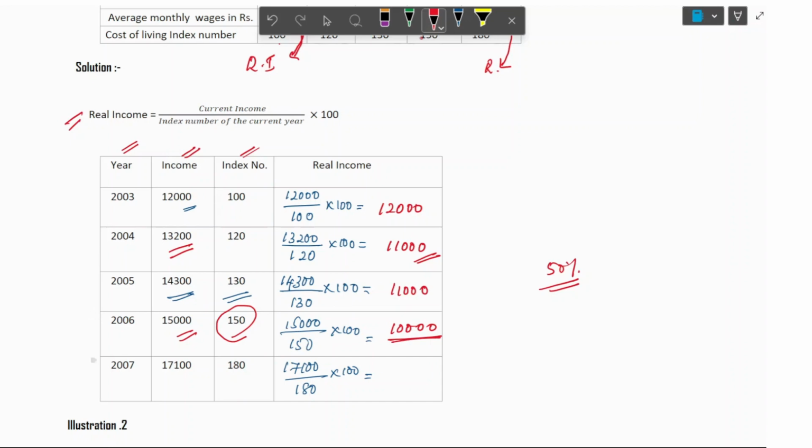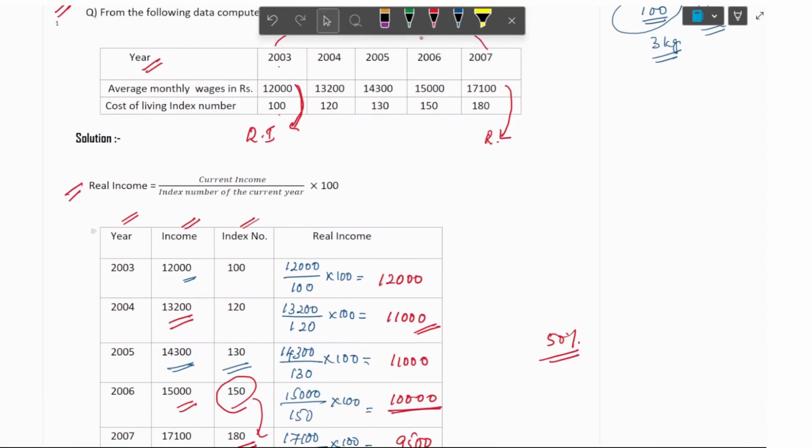Now, next 17,000, but it is 9,500. Why? Because see, instead of 150, this is increased to 180. That means prices are going up, cost of living is going up. Automatically, the purchase power of the money is going to come down. Therefore, this is the way you are going to calculate the real income for the series which is given, that is 2003 to 2007, with the base year as 100.